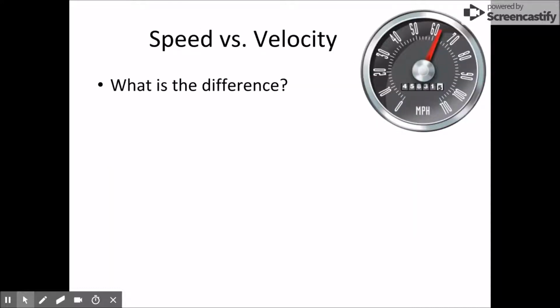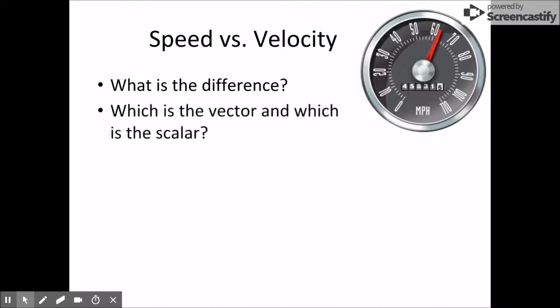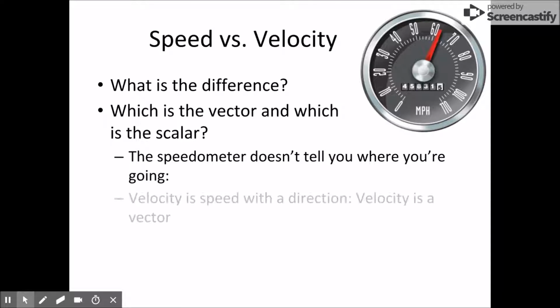Speed versus velocity. Now, distance and displacement are scalars and vectors of a position, but speed and velocity is how fast your position is changing. What's the difference between speed and velocity? Now, if we take a look at the speedometer in the frame, what doesn't the speedometer tell you? It doesn't tell you where you're going. So the only thing the speedometer can show you is the speed. The speedometer doesn't tell you where you're going, so velocity is speed with the direction.